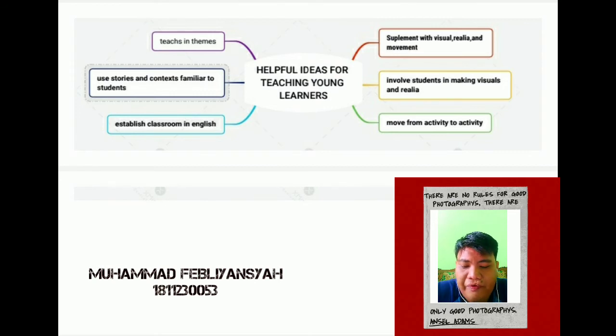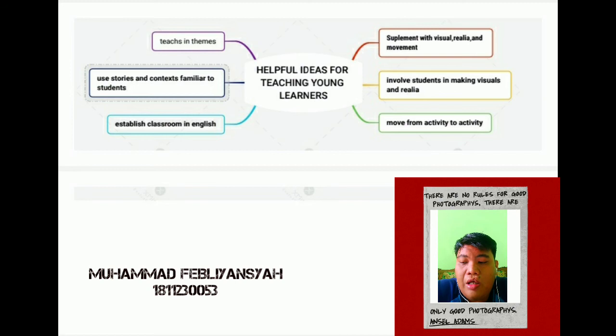And the third one is to move from activity to activity. We know that young learners are very active and have short attention spans, so the teacher can keep activities around 5 to 10 minutes long. So the teaching process can be maximal.